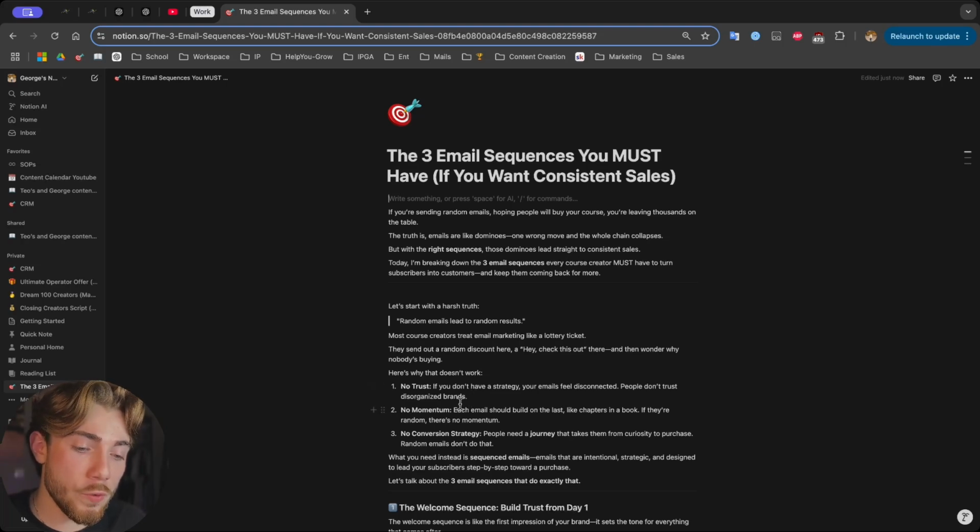No trust. If you have no strategy, your emails feel disconnected. People don't trust disorganized brands. No momentum. Each email should build on the last, like chapters in a book. If they're random, there's no momentum and no conversion strategy. People need a journey that takes them from curiosity to purchase. Random emails don't do that. You need to have a bit of a strategy behind every email. And so what you need instead is sequenced emails. Emails that are intentional, strategic, and designed to lead your subscribers step by step towards a purchase. Let's talk about 3 email sequences that do exactly that.